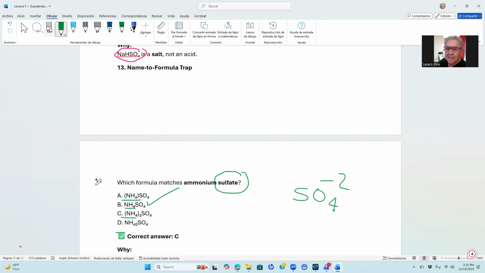It's not this one. Why? Because ammonium is a polyatomic ion, it is NH4 +1. As you have here a 2, then this 2 comes down, and then into parentheses you use 2 of this. Then the correct answer is ammonium sulfate.